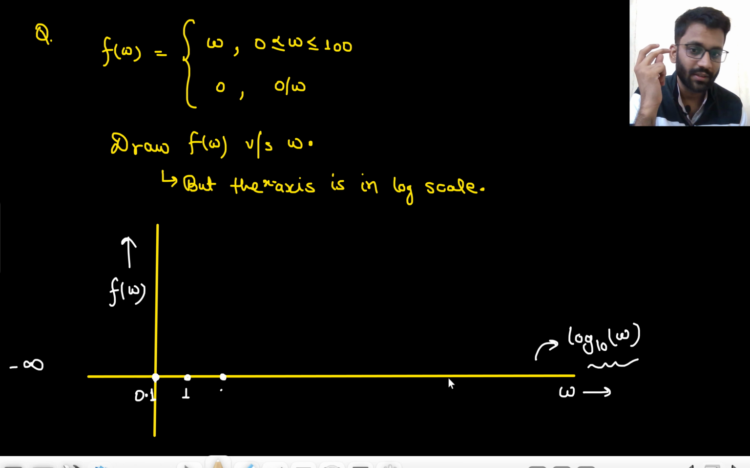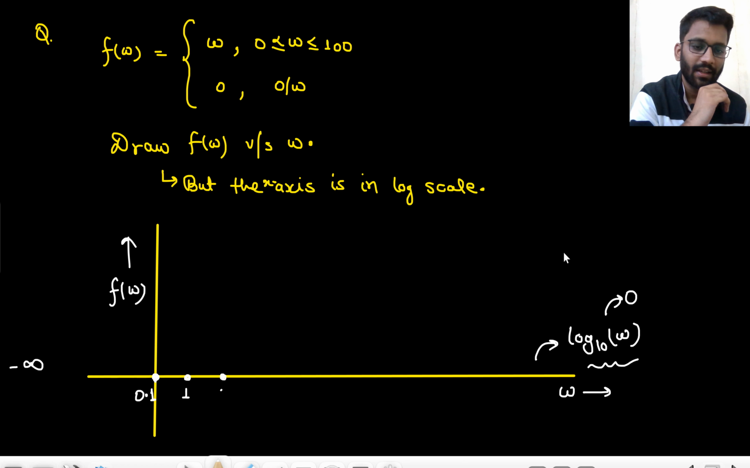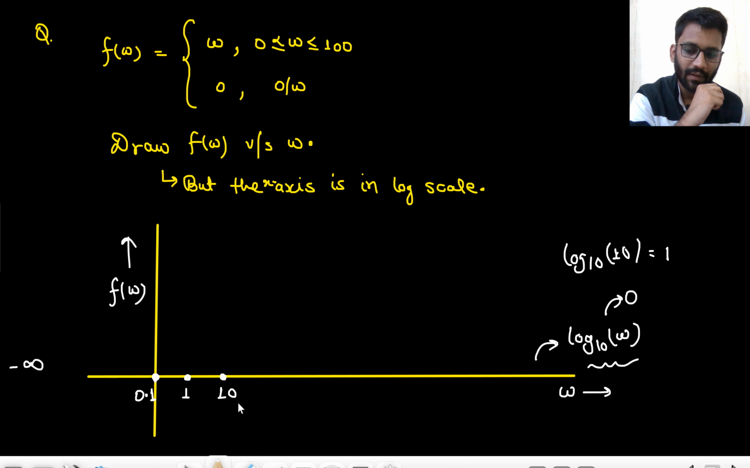Omega equals 10 I am putting. Sorry. If I put omega equals 1, what will this axis think? That 0 is applied, right? If I put omega equals 10, what will this axis think? That 1 is applied. So this is omega equals 10. And if I put omega equals 100, what will this axis think? 2 is applied.